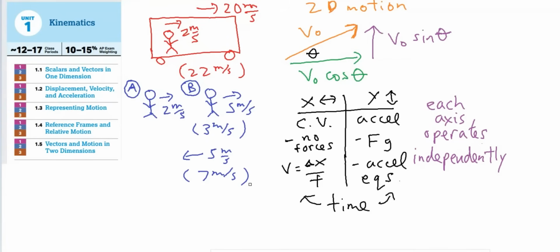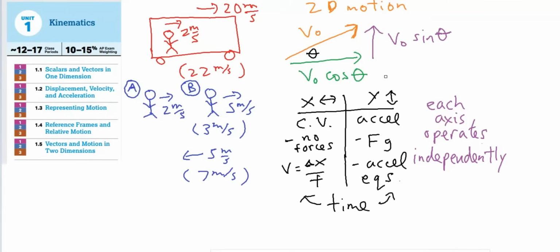When going to 2D motion, now we have some X and Y components. The X component is shown in green over here. The vertical component is shown in purple. The actual V naught itself is this orange vector right here. So a lot of times you will have to break up some components to figure out how fast it's traveling in the horizontal direction and the vertical direction.